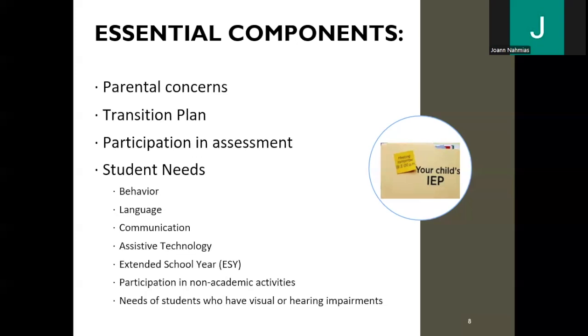Parental concerns is the section of the IEP that formally documents what parents are seeing at home. It includes their concerns about academic, social, behavioral, or functional skills and their priorities for their child's education. This section ensures that parents' input is recorded and considered.